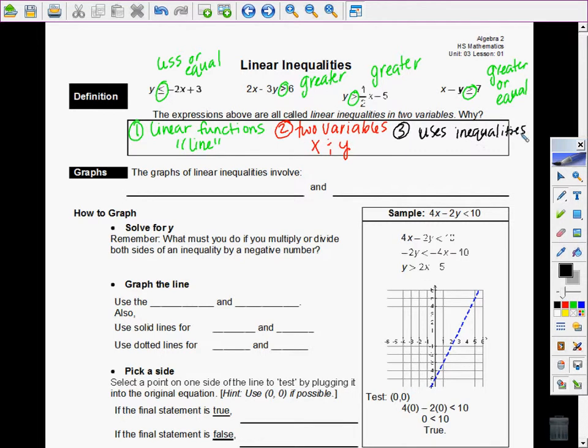What do inequalities tell me? That the function is only true in certain areas.